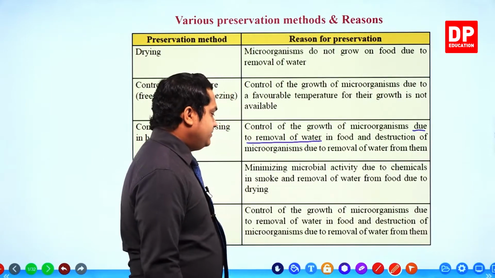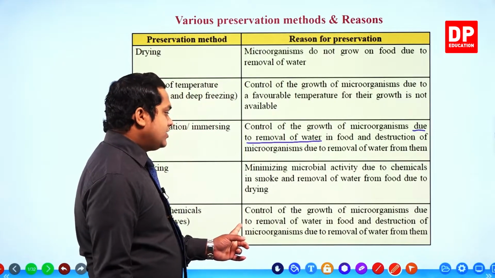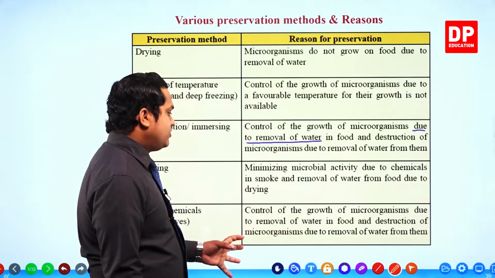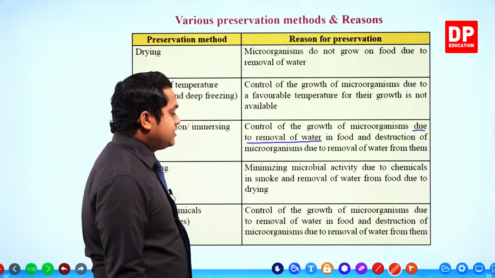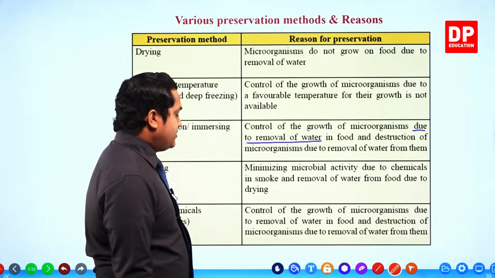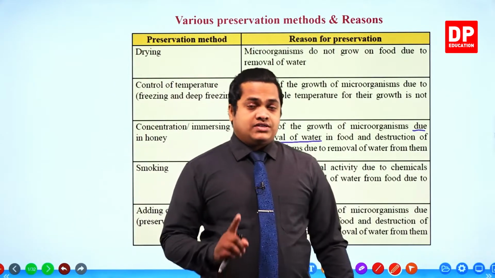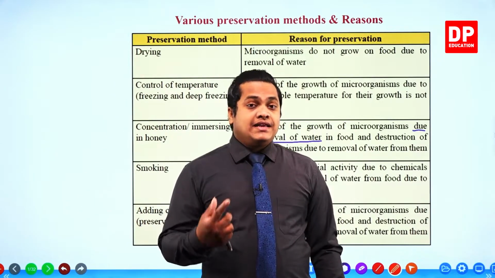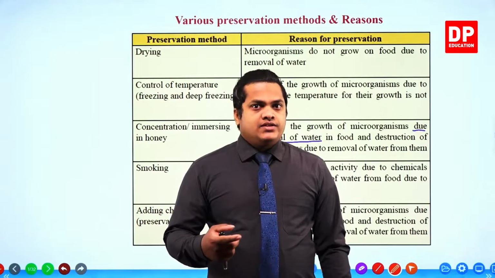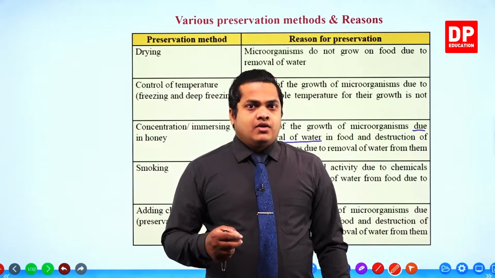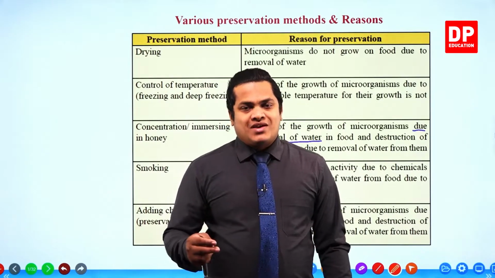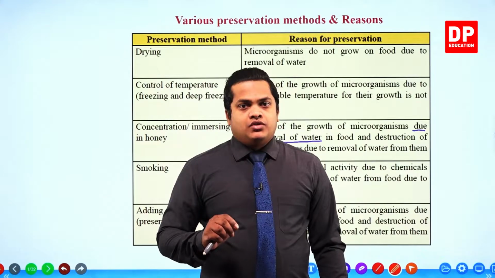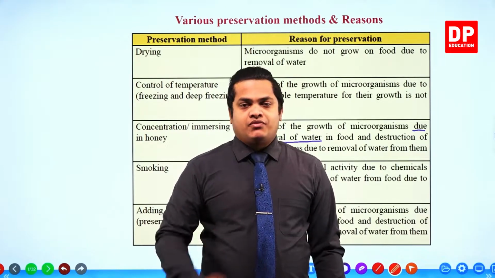So here is given: control of the growth of microorganisms due to removal of water from food, and destruction of microorganisms due to removal of water from them. So once again, by adding certain chemicals, my dear children, we can absorb water even. Okay? Those chemicals can remove water from the food item.